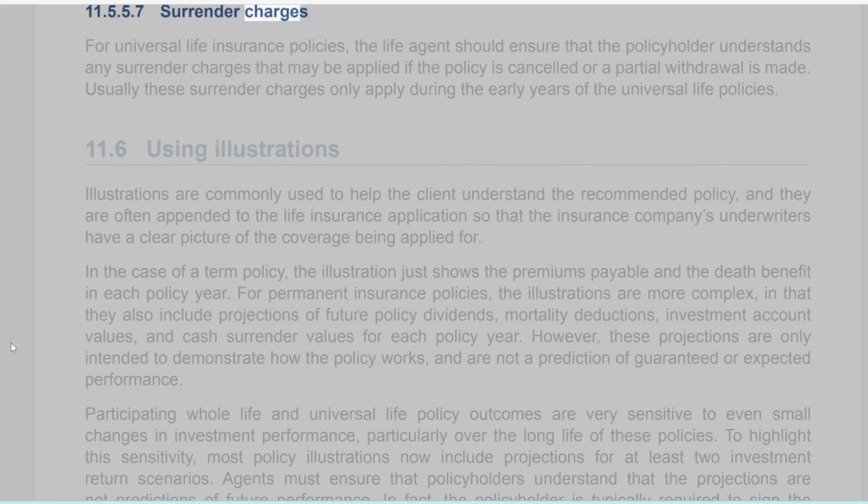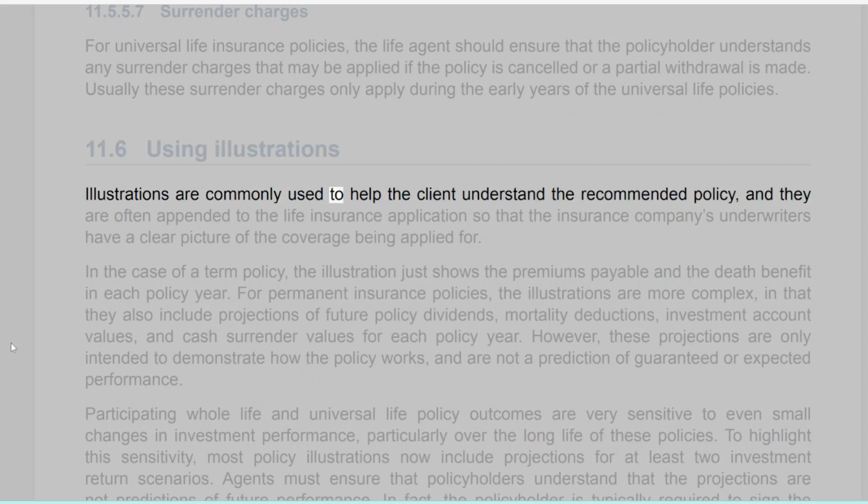1.5.5.7 Surrender Charges. For universal life insurance policies, the life agent should ensure that the policyholder understands any surrender charges that may be applied if the policy is cancelled or a partial withdrawal is made. Usually these surrender charges only apply during the early years of the universal life policies. 1.6 Using illustrations.